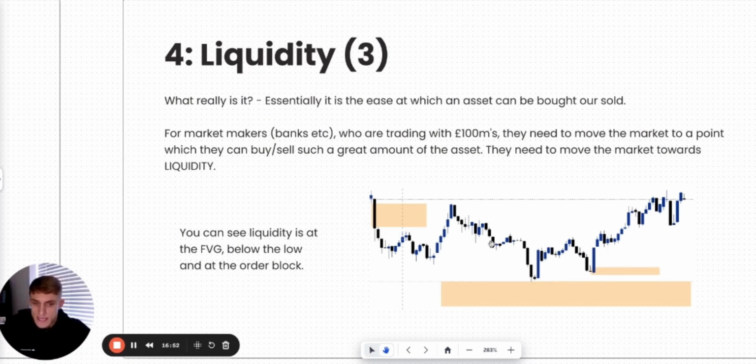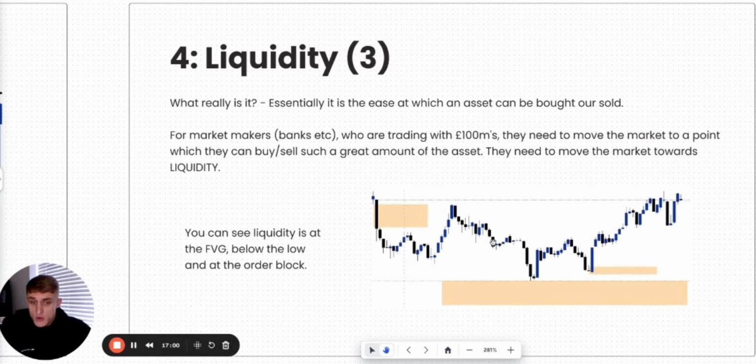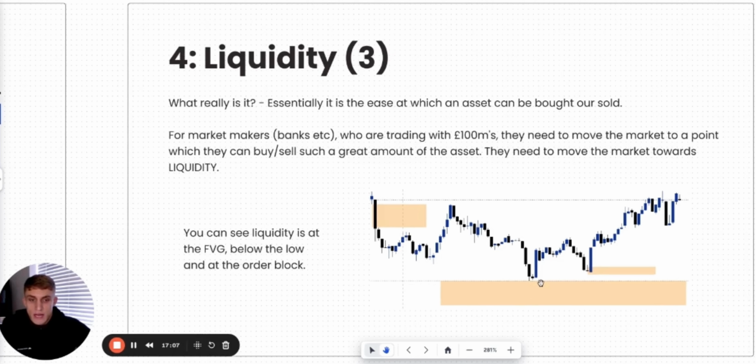In this example, in the middle, we're not at a high, we're not at a low. In the middle, they might not have the ability to actually buy £100 million. What they want to do is drag the price right down. We know that there's liquidity below here, so they've gone down, clicked the liquidity, and fueled this bullish push.